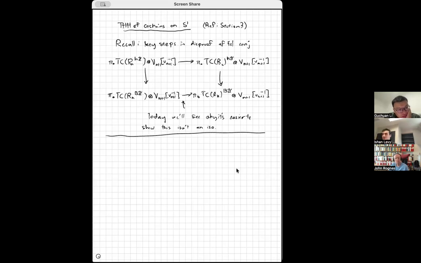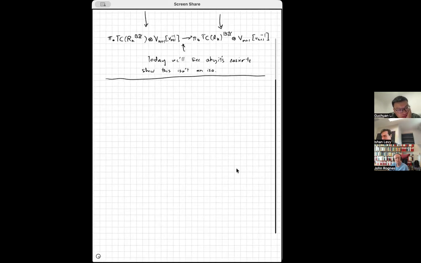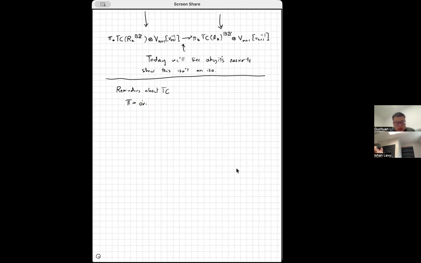I didn't even define TC in the last lecture, so maybe I will begin by recalling some of the basics about TC and a quick recap of how this works. So let's do some reminders. TC was an invariant of a ring spectrum, and I will explain roughly how it's constructed. Just some notation: we're going to use T to denote the circle as a group.